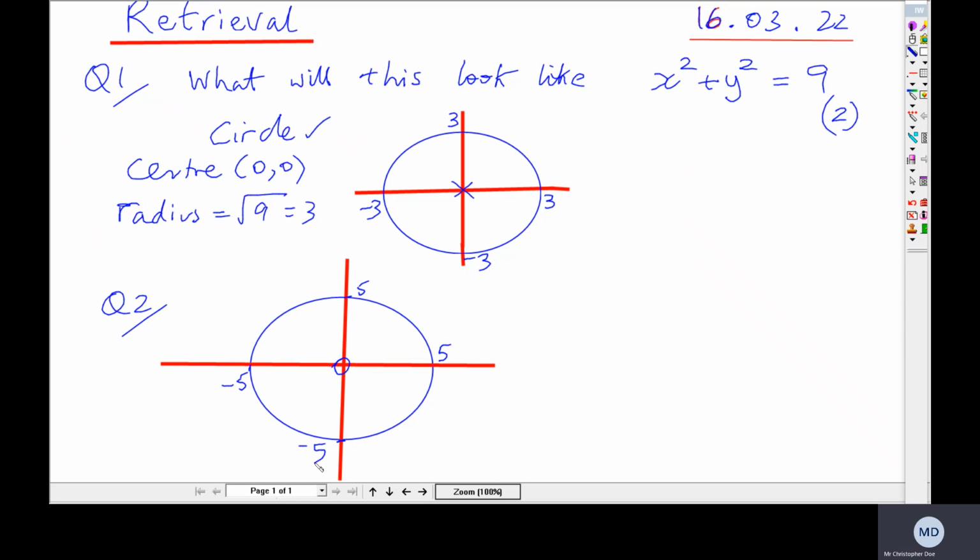Clue is it's going to be like question 1, but slightly changed because the circle, even though I haven't drawn it to scale perfectly, should be bigger than the first one. Mine looks the same size, but it's supposed to be bigger because the numbers have changed.